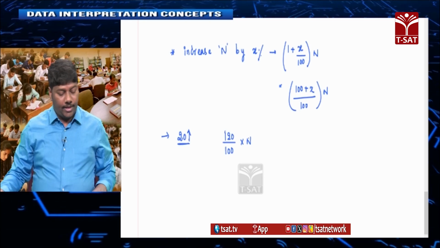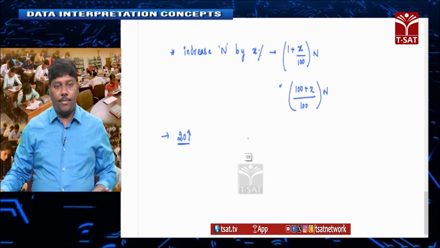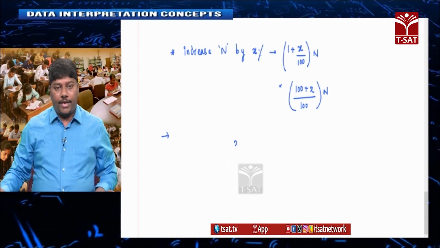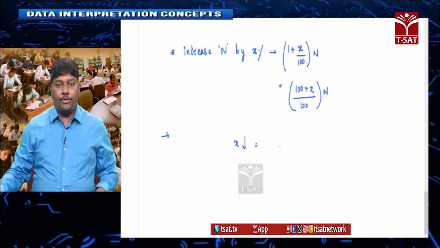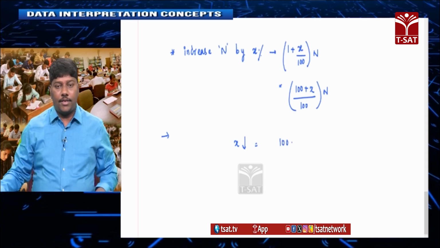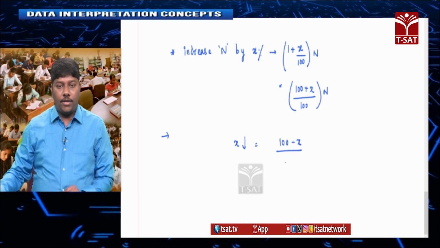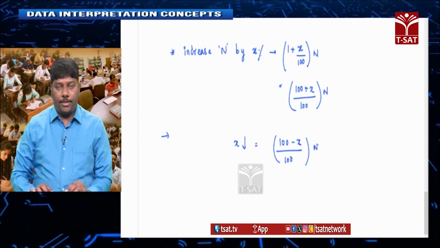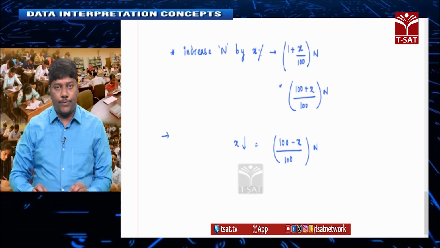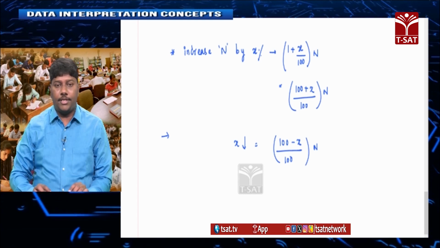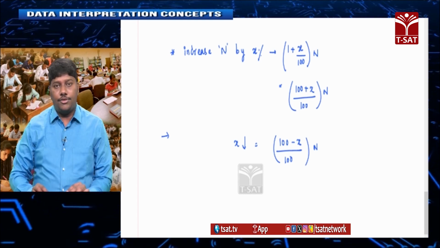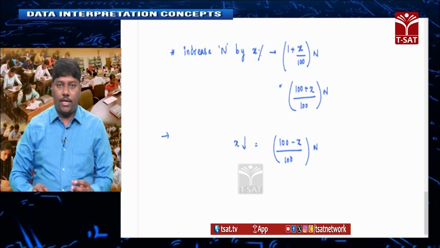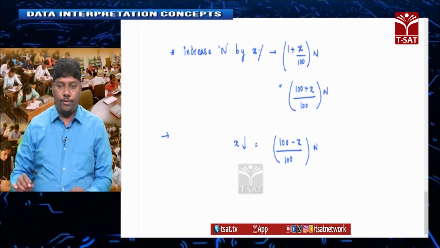Same is the case with decrease. If you want to decrease the number by X percent, all you have to do is 100 minus X by 100 into that particular number. So first we have seen X percent of Y, X is what percent of Y, then X percent increase and X percent decrease. If they ask you to increase any number by X percent, or decrease any number by X percent, you can do this.